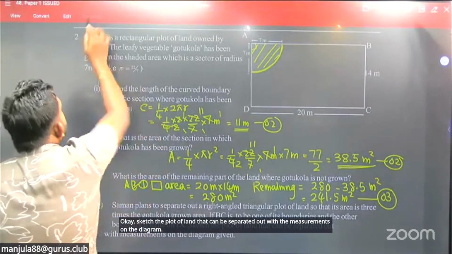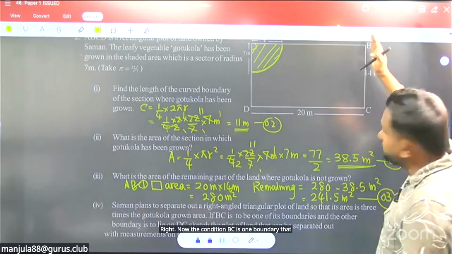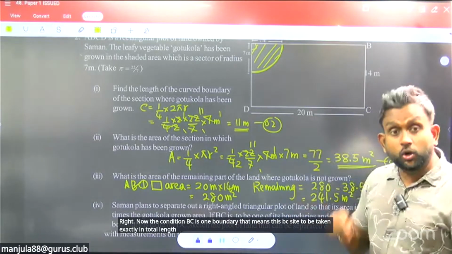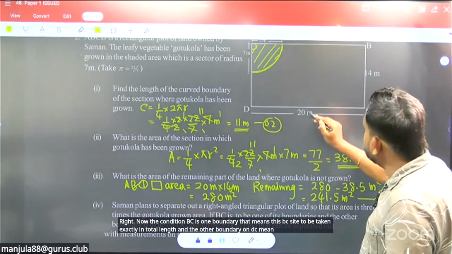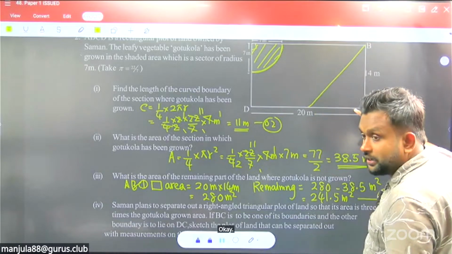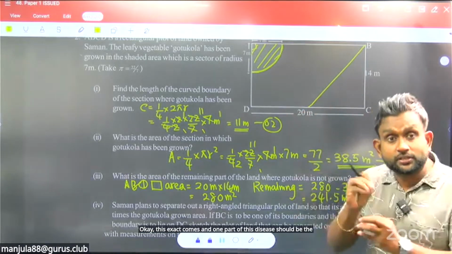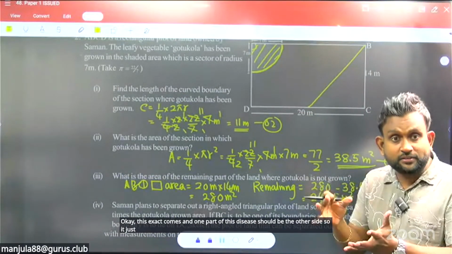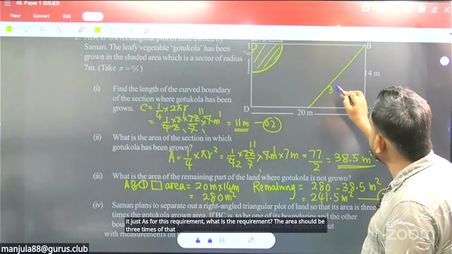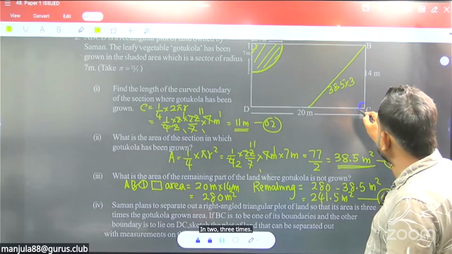Right. Now the condition: BC is one boundary. That means this BC side is to be taken exactly in total length, and for the other boundary on DC, some part of the length will be taken from DC. Okay, this exactly comes, and one part of this DC should be the other side. So it adjusts as per this requirement. What is the requirement? The area should be three times that. This area is 38.5 into three times. So this is a right angle triangle.